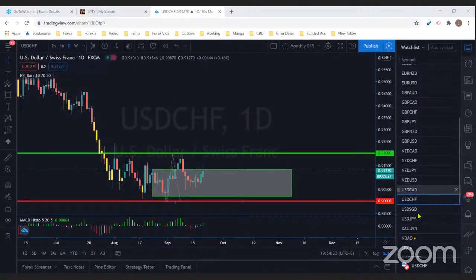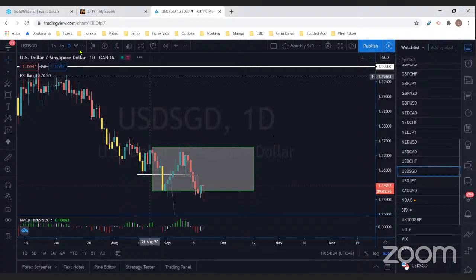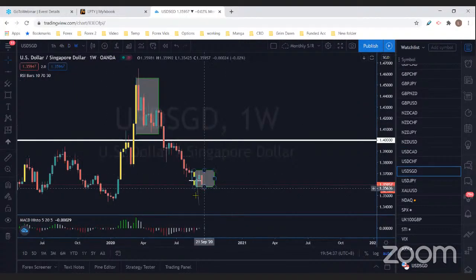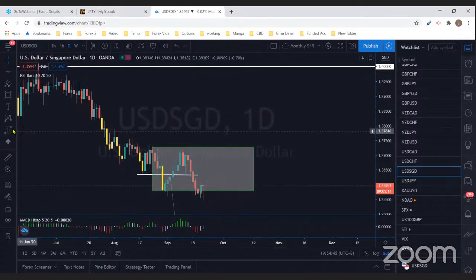And the last on my list will be actually USD SGD. So on the weekly time frame, you can see that this is an oversold bar. So price currently is at the low. On the daily time frame, now this will actually be one of the earliest entries for a trend change. So essentially this will be a double bottom.